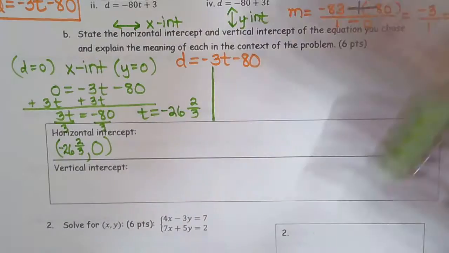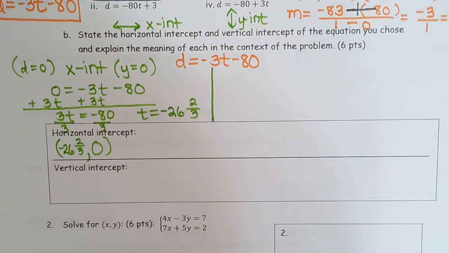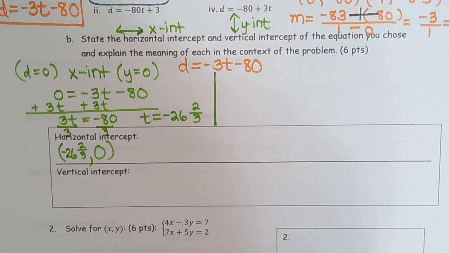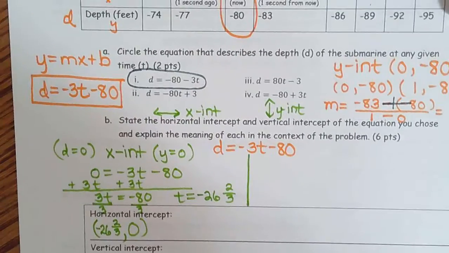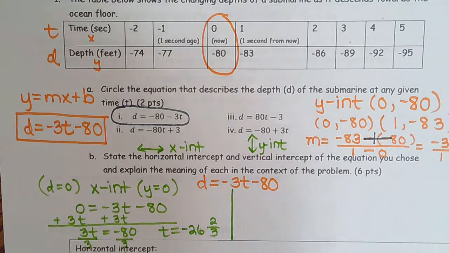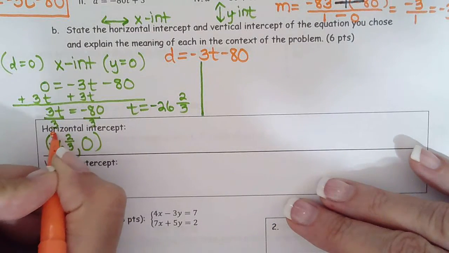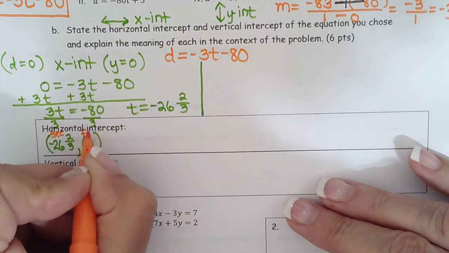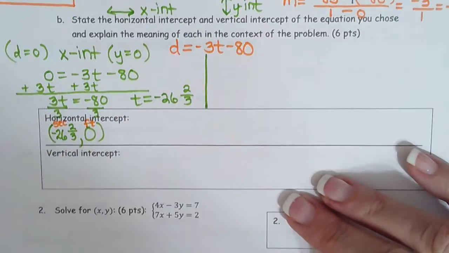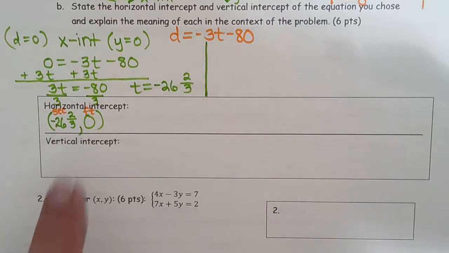Okay, then after you find it, it says explain the meaning. Well, remember what I said. Anytime you're asked to explain a point, the first thing you do is look up at your table and write what each thing says. So t is time in seconds, and y is depth in feet. So this is seconds, and this is feet. And usually once we get the labels there, then it's easy.